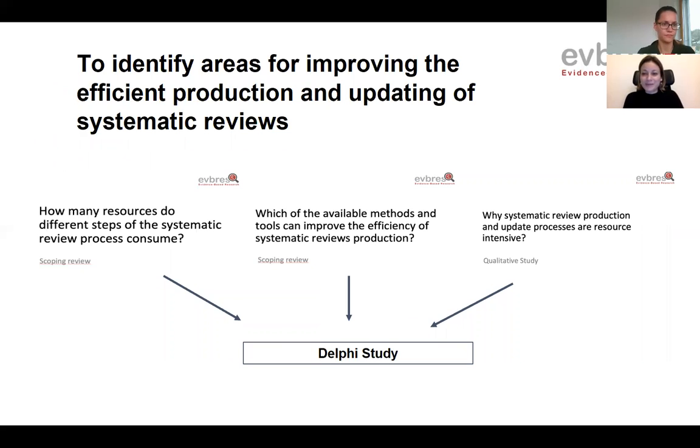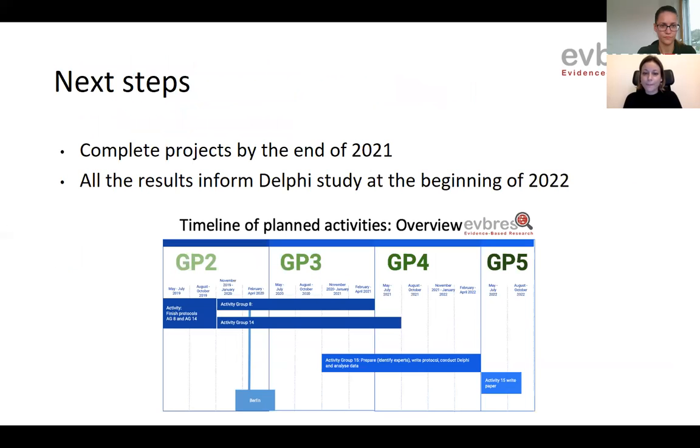So what are we planning to do with this information? Lisa has talked about 2 projects of our working group, 2 scoping reviews, and together with the qualitative study that I just presented, we aim to feed into a Delphi study that is going to take place starting next year and perhaps also will continue in 2020. Next steps for us are to complete these 3 projects by the end of 2021 and to feed the results into the Delphi study beginning in 2022.